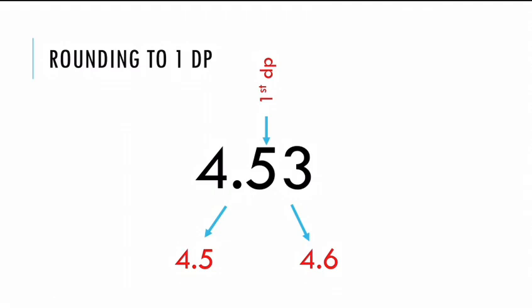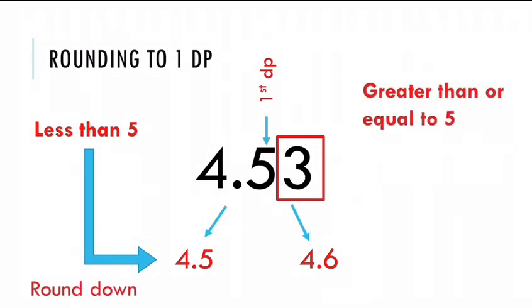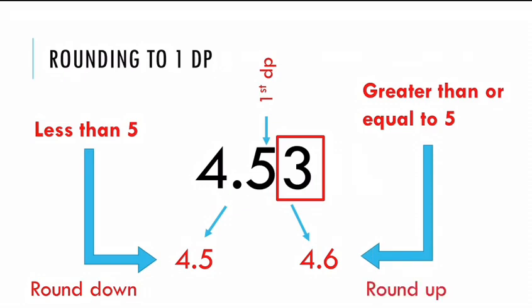Now to decide which one of these I'm going to round to, I look at the second decimal place, the 3. If this number is less than 5, I round down to the lower number. If this number is greater than or equal to 5, I round up to the higher number. So since 3 is less than 5, my answer is 4.5.